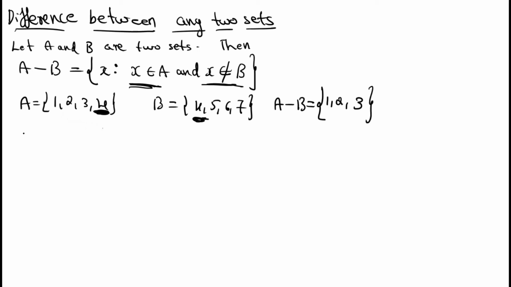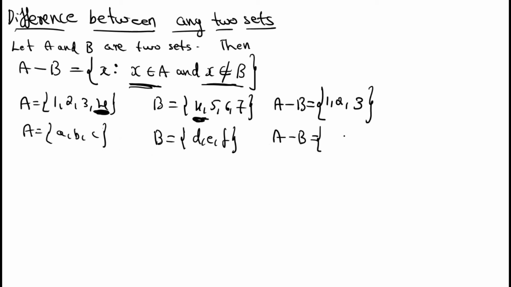For example, set A is equal to a, b, c and set B is equal to d, e, f. What is A difference B? A difference B is equal to the elements of A which are not in B. What are the elements of A? A is not in B, element b is also not in B, element c is also not in B. Therefore, it's equal to a, b, c only.